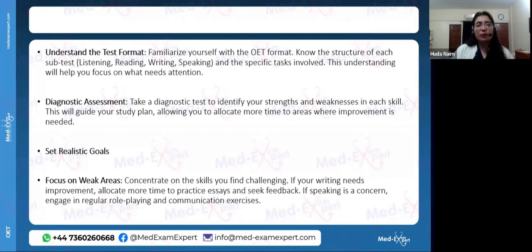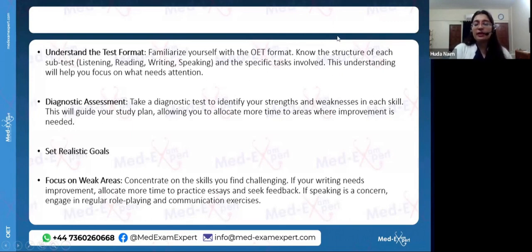That would give you an insight as well into whether you need a lot of preparation or whether it's something doable for you. So always familiarize yourself with the format of the OET exam, know the structure of each subtest like listening, reading, writing, and speaking, and all of the specific tasks that are required. This will help you understand where you need to focus, where you need to pay more attention.